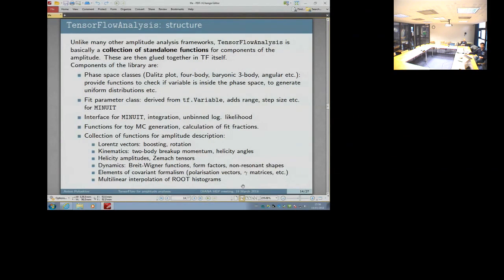And if you want to deal with real data, you need to be able to describe your backgrounds and efficiency shapes as some more or less non-parametric shapes. And the point is that you have to actually describe them in terms of a TensorFlow tree as well. So there is a class for multilinear interpolation of ROOT histograms.